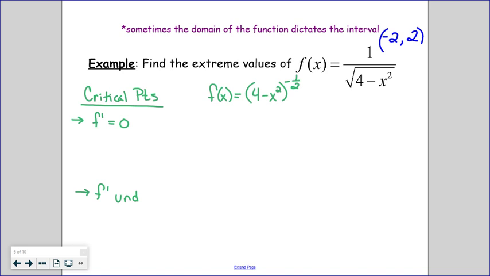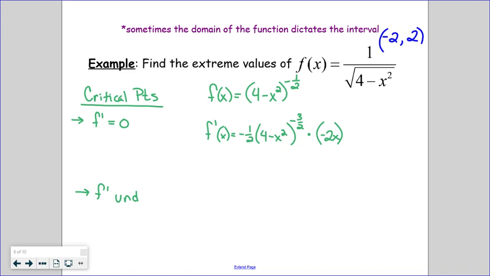Now taking the derivative of it, we're looking at a chain rule here. The derivative of the outside would be an x raised to the -1/2, which would make that -1/2, subtract 1, -3/2. Don't change the inside. Times the derivative of the inside, and the derivative of 4 is 0. The derivative of -x squared would be -2x.